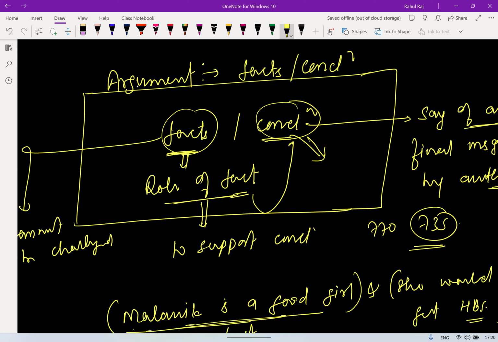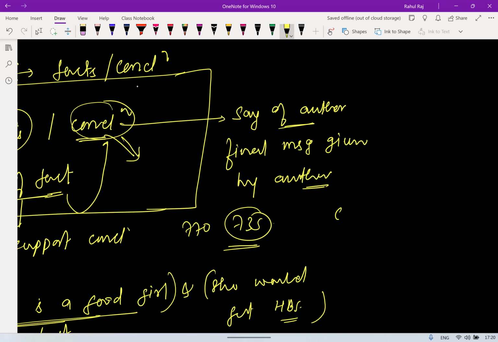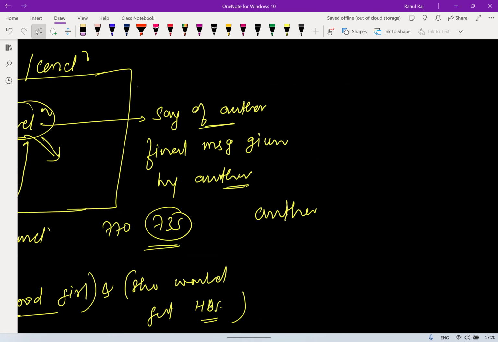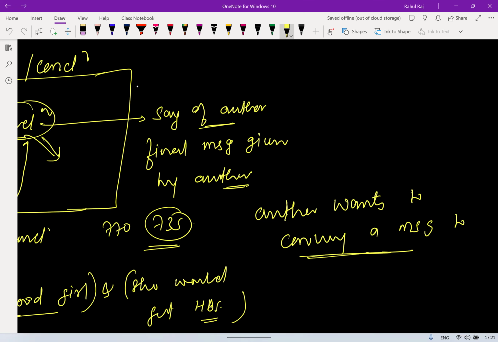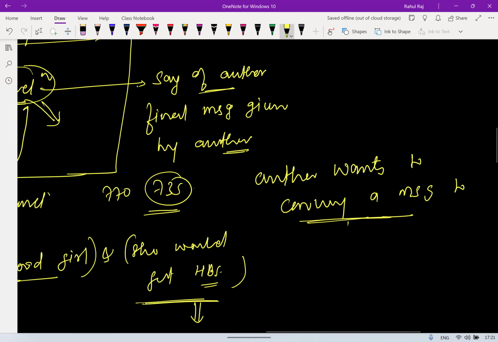So please understand what technically happens in a CR argument: the author wants to convey some message to you. Guys, please hear it very properly. Any doubt, please speak up. If you do not speak, I'm not responsible for it. The author wants to convey a message to you by writing one small argument that consists of 3 or 4 statements, lines. That's it. And how does the author want to convey a message to you? By using some facts.